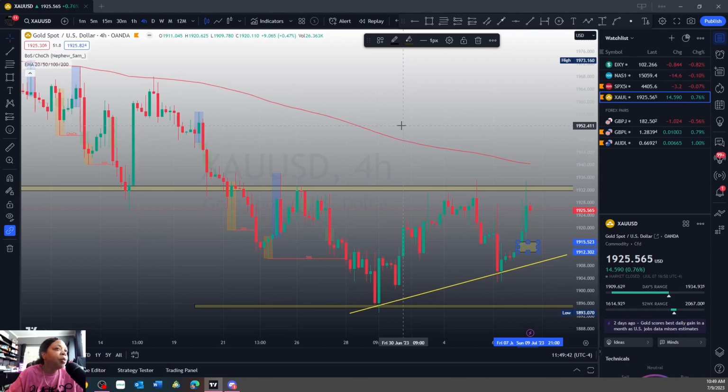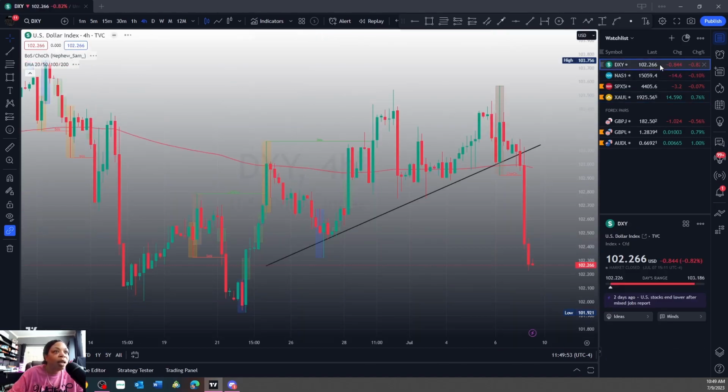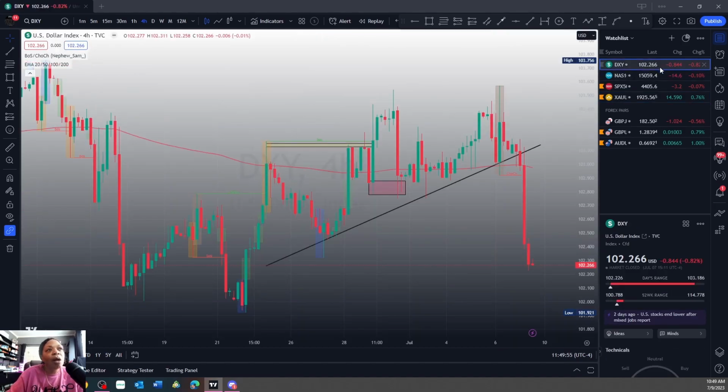And I don't think we have much news that'll impact like it was in the previous week. There was a lot of news that impacted gold last week. And since we trade gold, we're also looking at the Dixie for additional confluence or confirmation.